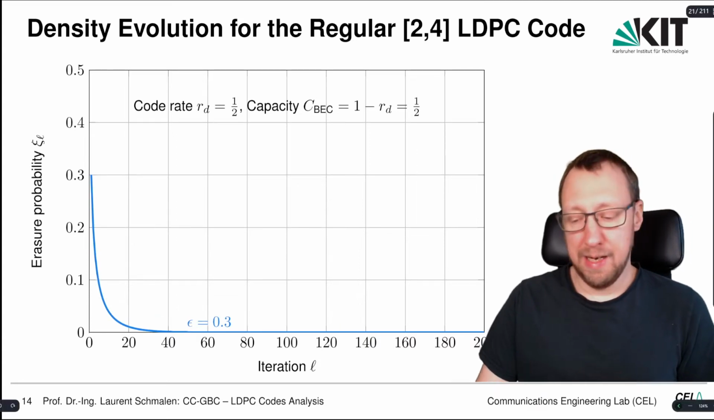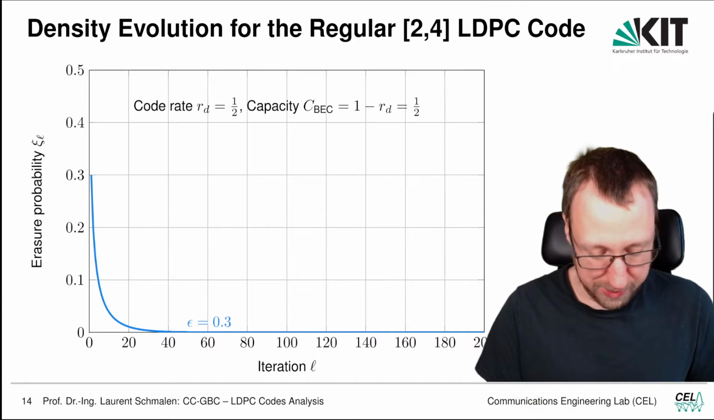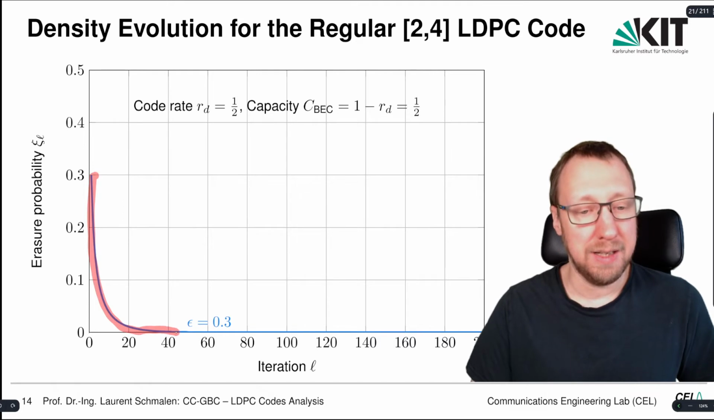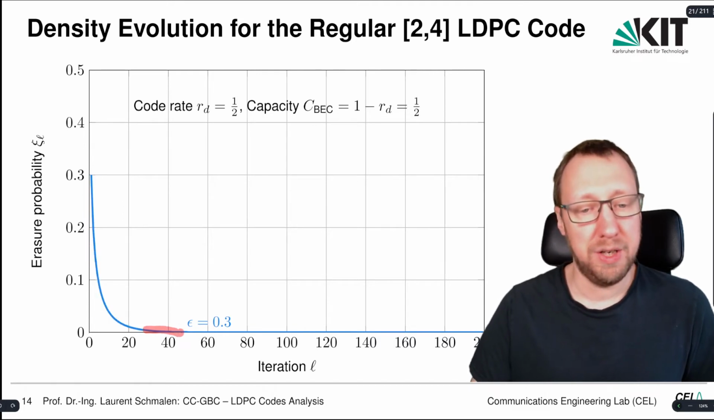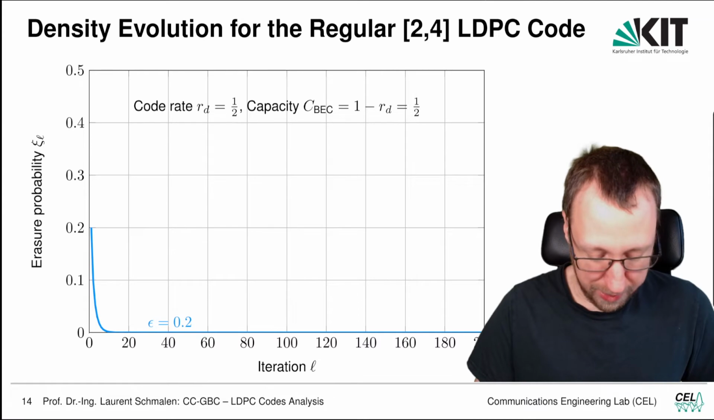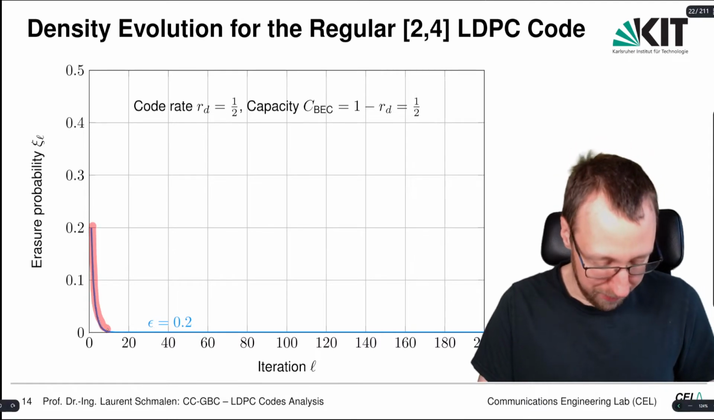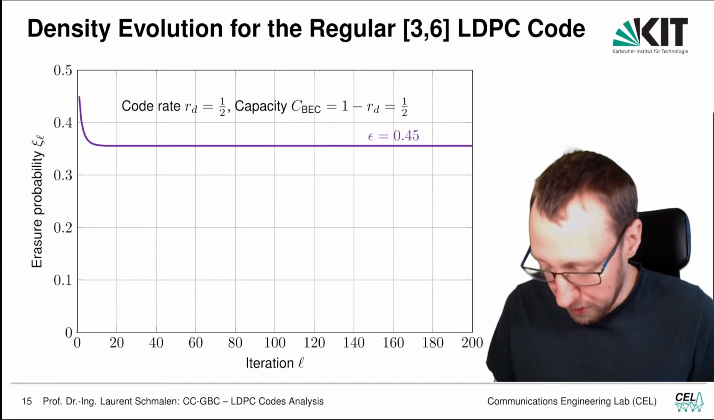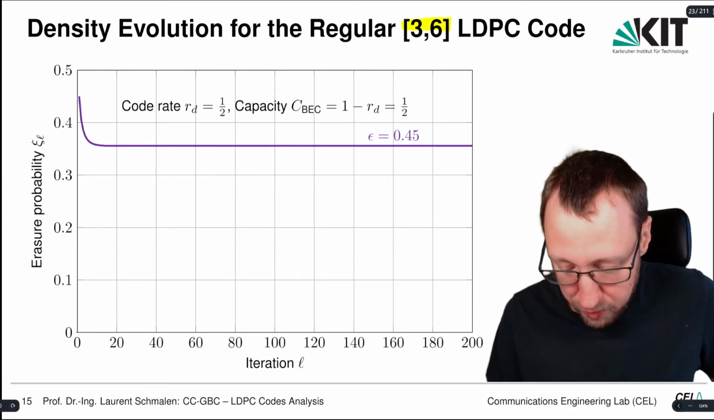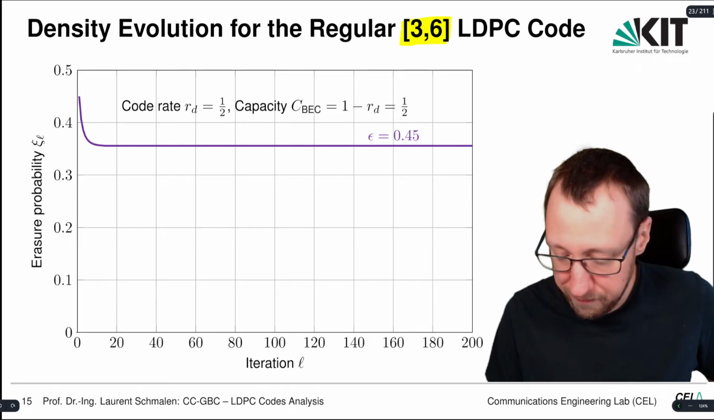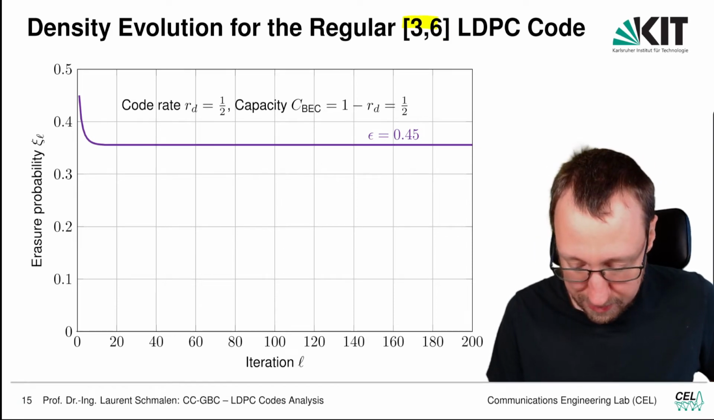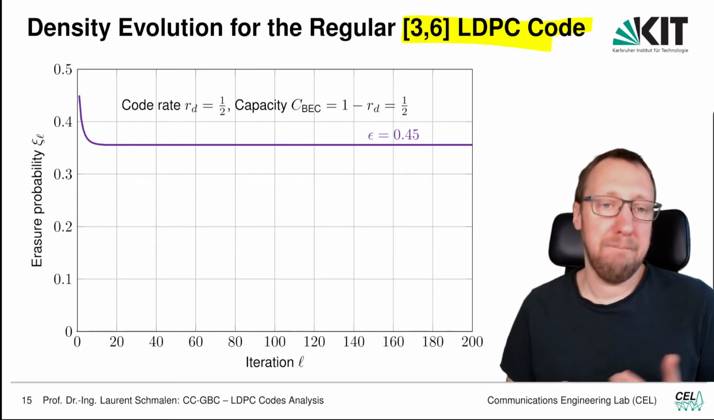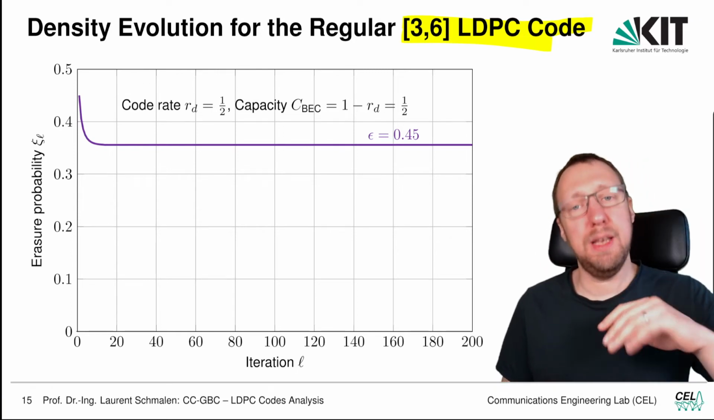So let's take a further look. So again, we see that if we further decrease epsilon, the convergence gets faster. So here we are there already after 50 iterations. And for epsilon equals 0.2, already after 10 iterations. So let's take a look at a different code. So we have a 3,6 LDPC code. So it has variable node degree 3 and check node degree 6. The rate is 1 minus dv over dc, so it's also 1/2.